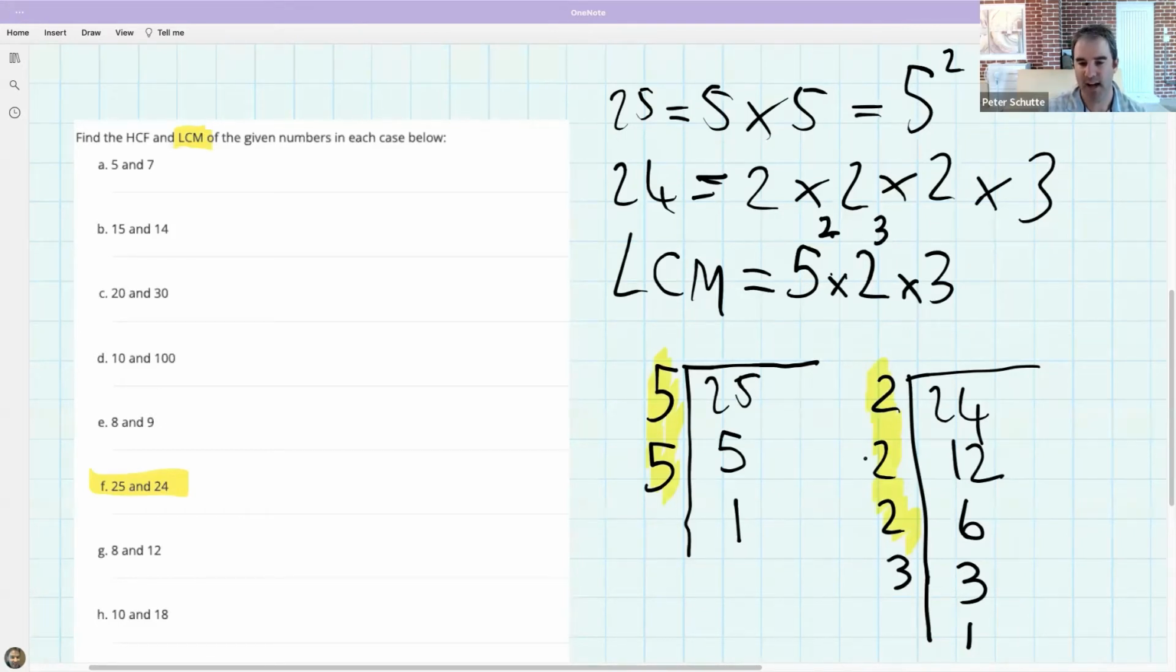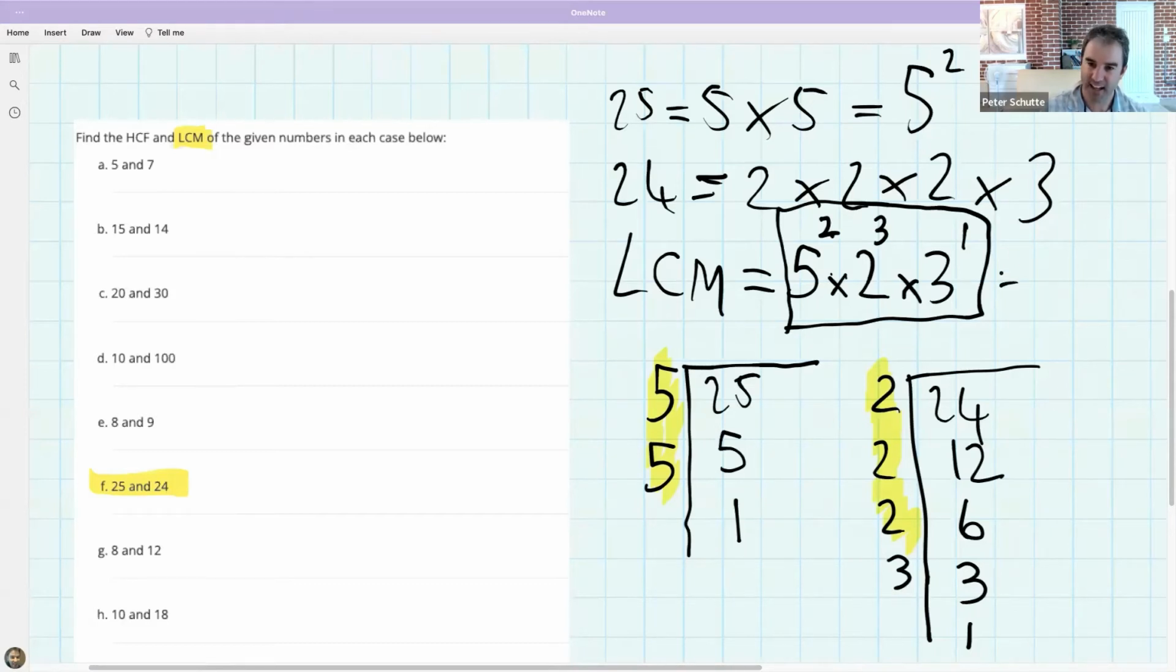And how many times does 3 occur? It only occurs once. Now, this is where it gets sneaky, guys. If you look at this, and I know it's a bit tricky, this is your lowest common multiple. You say, what are the factors involved? And when they do occur, how many times do they occur?